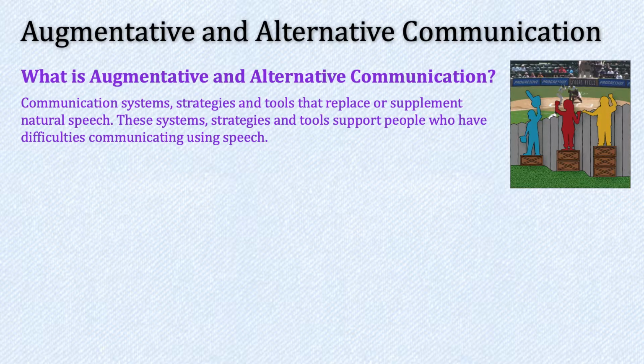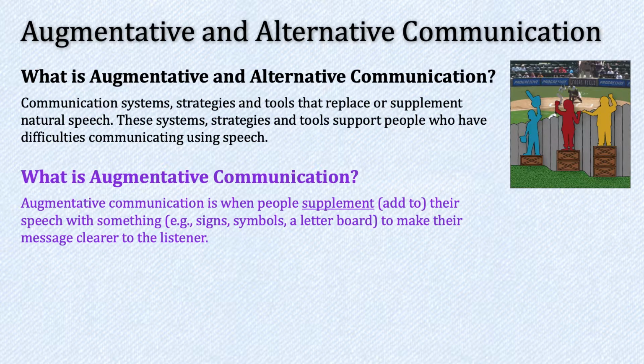These are communication systems, strategies, and tools that replace or supplement natural speech. These systems, strategies, and tools support people who have difficulties communicating using speech. Now, let's break it down into the two halves, augmentative communication and alternative communication. So what is augmentative communication? Well, this is when people supplement or add to their speech with something, such as signs, symbols, or a letterboard, in order to make their message clearer for the listener.